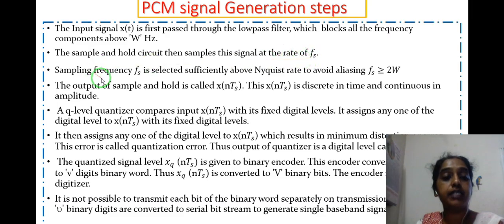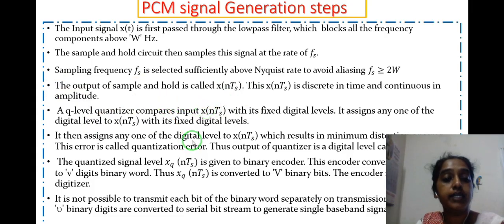The sampling frequency Fs is selected sufficiently above the Nyquist rate to avoid the aliasing effect. So Fs should be greater than or equal to 2W. The output of the sample and hold is called x(nTs). This is discrete in time and continuous in amplitude.